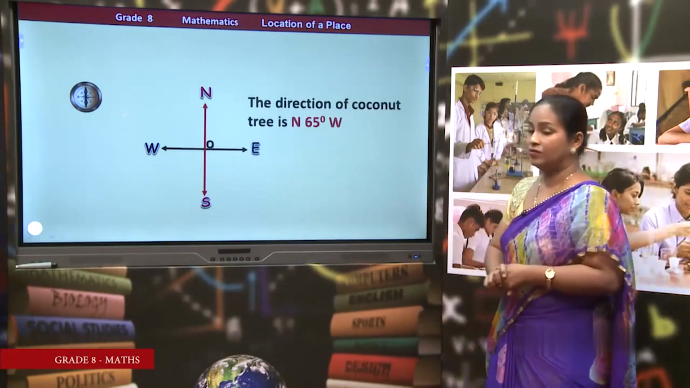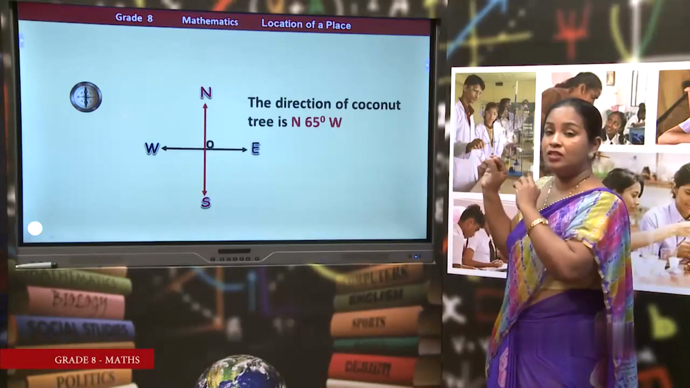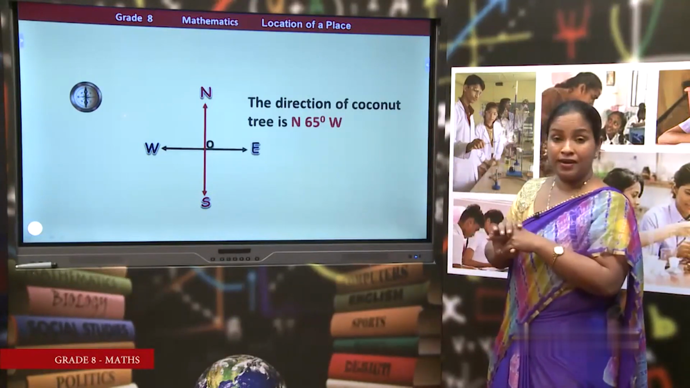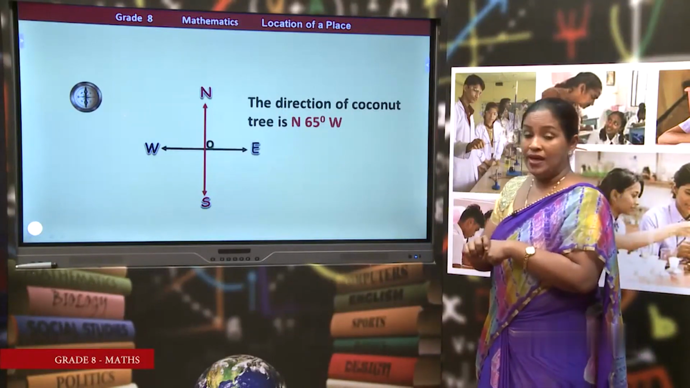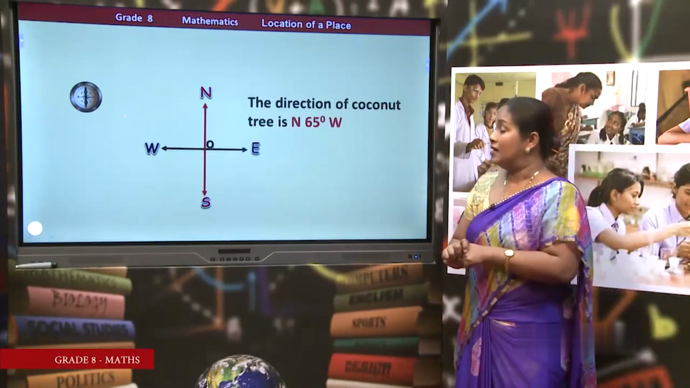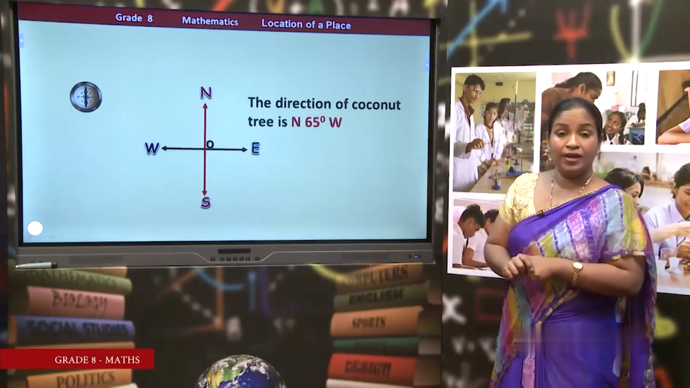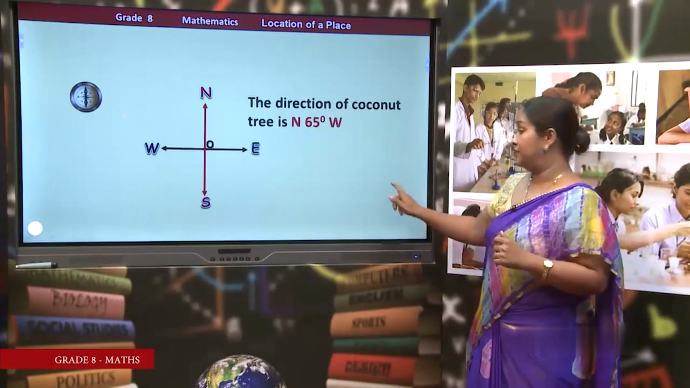Another one. We are going to locate a coconut tree. We are going to represent or find the direction of the coconut tree according to this diagram. So, now we are at O. To which direction is it? It is 65 degrees. Where to where? From north to west. We will draw that.